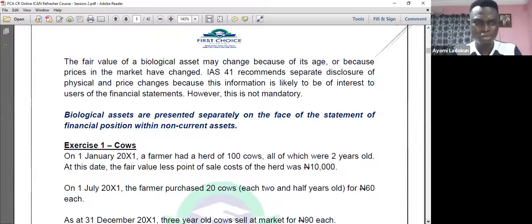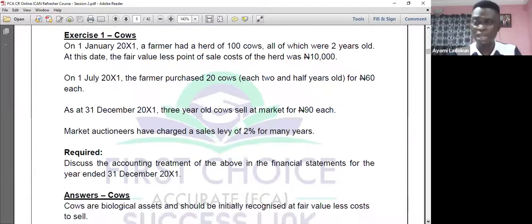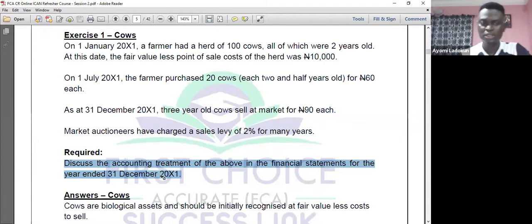All right, so let's take a look at this question. Like I would say, you have the solution with you, but don't try to look at the solution. Okay, let's apply what I've just explained on this question. Let's see whether we are going to get it correctly. Now, let me read the requirement first, so that I will just be solving the question as I'm reading. It said, discuss the accounting treatment of the above in the financial statement for the year ended 31st December 2021. So that date is very important.